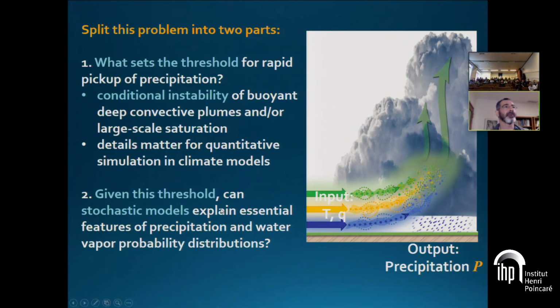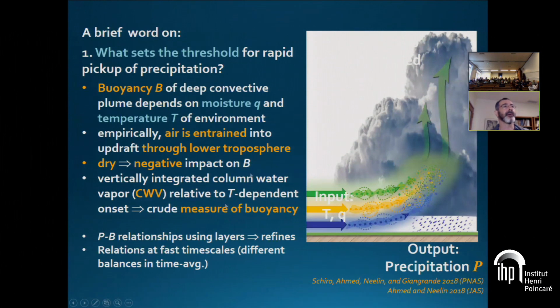So I'm just going to show you one slide of background, a brief word on the threshold itself. So you're going to have some buoyancy of a deep convective plume depending on these inputs, moisture and temperature.